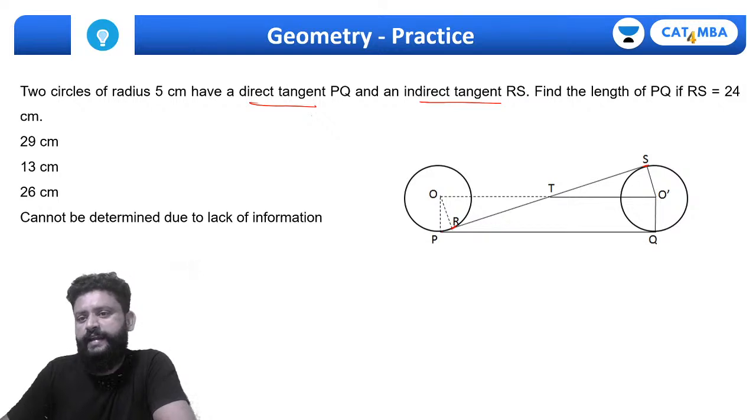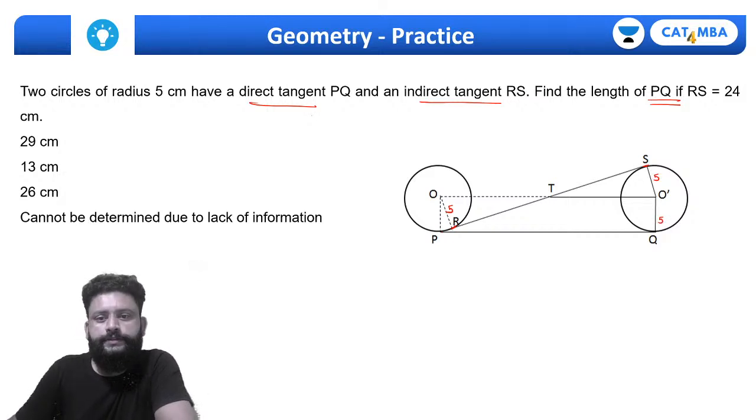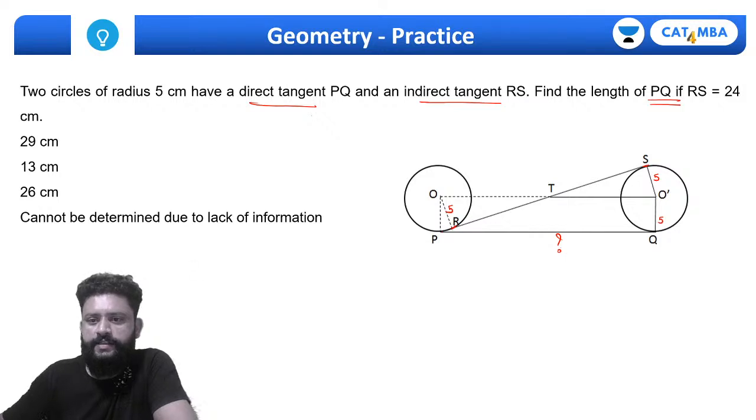Okay, so find the length of PQ. So we have radius as 5. This radius is also 5. Then find the length of PQ. This is what we are supposed to calculate, and RS is given as 24.